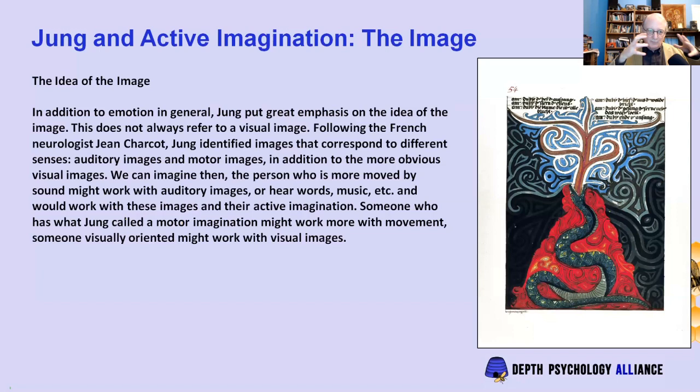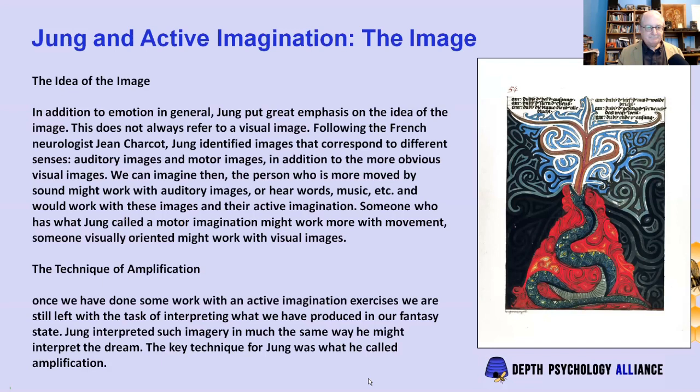Jung said that when he found an image that communicated clearly, a symbol that communicated clearly his emotion, he felt immediately calmed and as if energy was flowing, but in a salutary way. So another element of this, of course, is the technique of amplification. If you're familiar with Jung, once we've done some work with active imagination exercises, we're still left, as with dreams, you can write down your dreams, but you're still left with the task of interpreting either the dream or what we've produced as a fantasy. Jung interpreted such imagery in much the same way. In other words, he would interpret a dream in the same way that he would interpret an active imagination exercise of some kind.